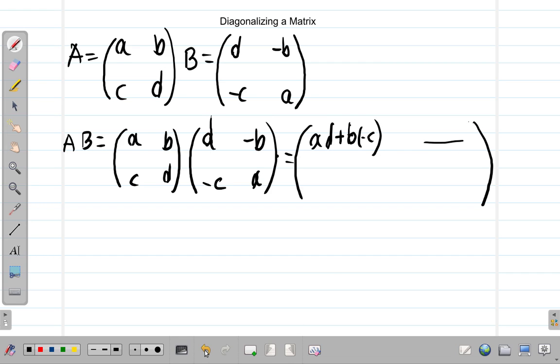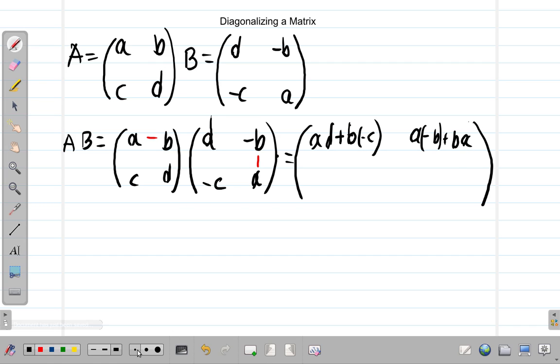It's in the first row and second column, so it's row 1, column 2, so we must multiply row 1 by column 2. So first elements multiplied, first in row 1 by the first in column 2, A times negative B, so it's A times negative B plus, then the second elements now, second in row 1 times the second in column 2, B times A. So it is B times A.